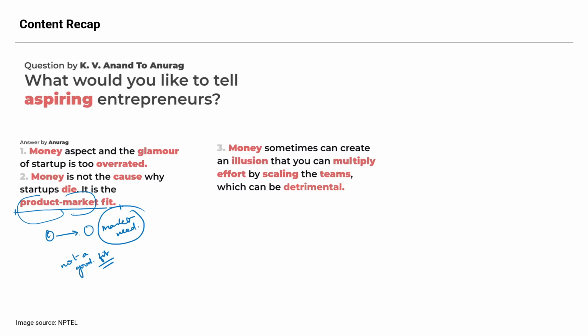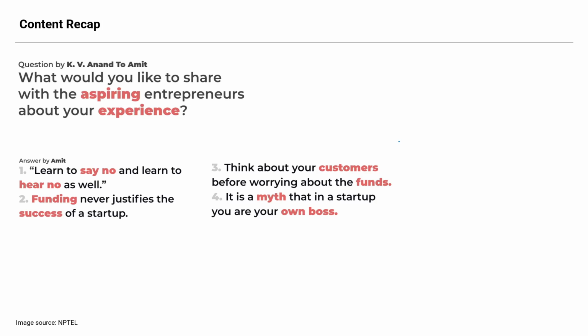Money sometimes creates an illusion that you can multiply effort by scaling the teams, which can be detrimental. So at the very beginning, they have said that instead of scaling the team very quickly, it's important that you organize your approach, you organize your entire process. And that's where GDC actually helped them in streamlining things and prioritizing what's important, what's critical, and what needs to be done at that particular stage. Learn to say no and learn to hear no as well.